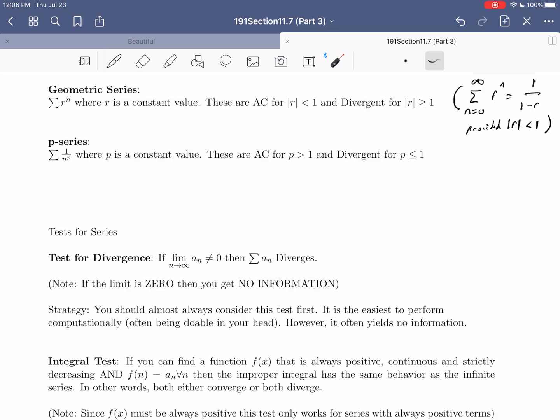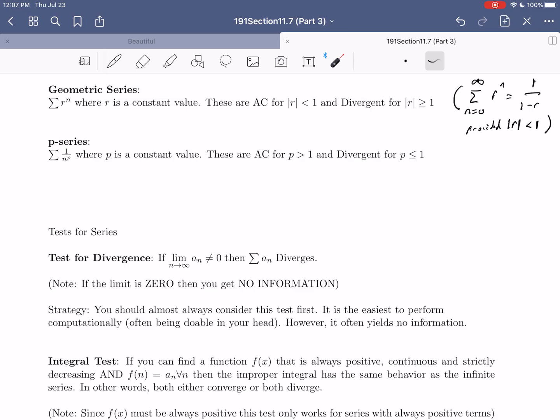When should you use the test for divergence? Well, you should almost always consider this test. You should always, at least at the beginning of looking at a series, consider the test for divergence. It is very easy to perform computationally because it's literally just a limit. Oftentimes, you can at least roughly do that limit in your head.